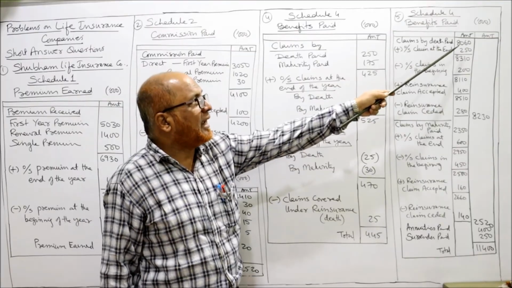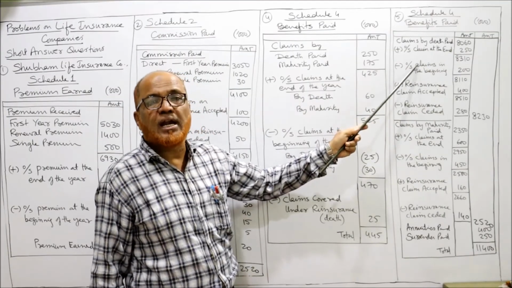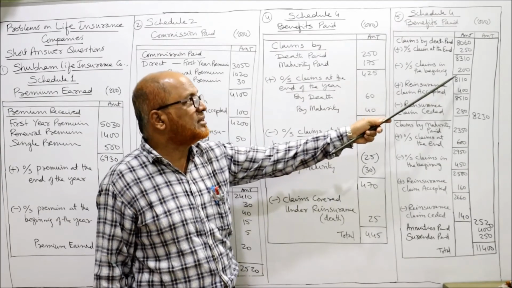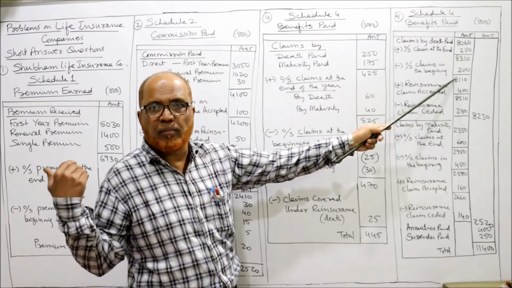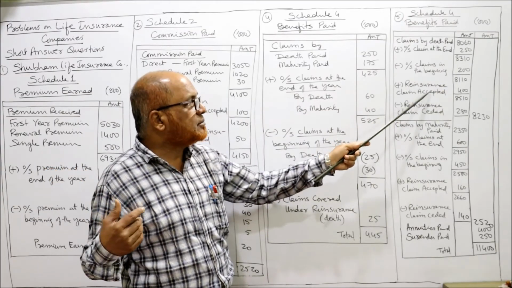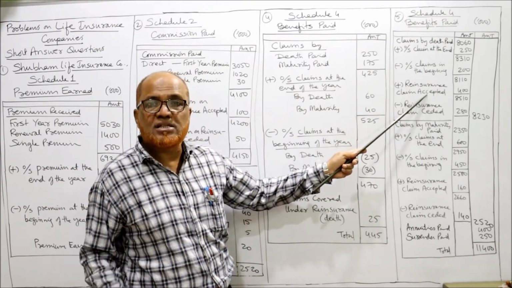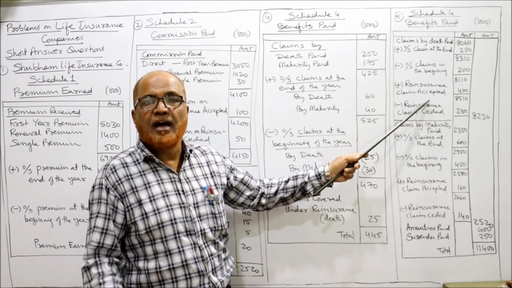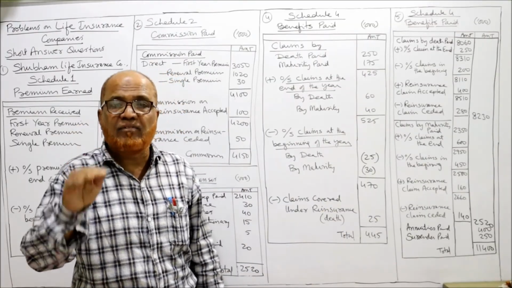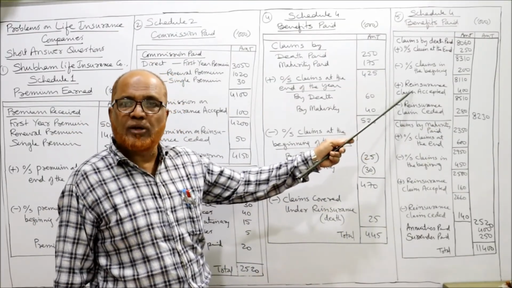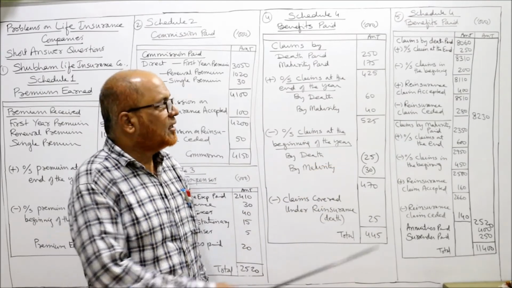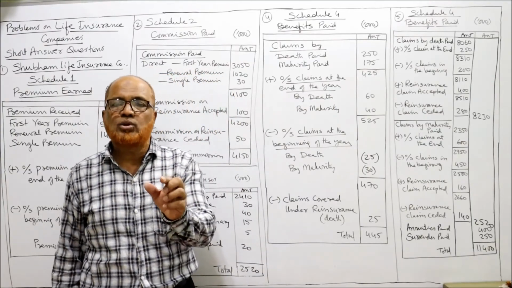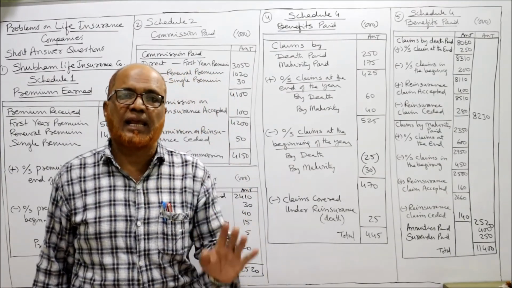Claims by death paid 8,060. To this outstanding claim at the end of the year will be added. Outstanding claim at the beginning of the year will be subtracted. As usual, हर problem में कर रहे हैं. Next, reinsurance claim accepted. Just now I told you reinsurance claim accepted will be added and reinsurance claim ceded will be deducted. Accepted को add करना, ceded को minus करना. तो ये add कर दिया, minus कर दिया, we got 8,230. तो 8,230 is the total death claims.